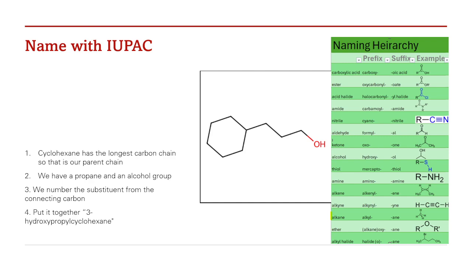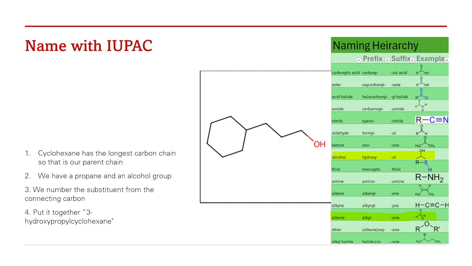Now, let's put it all together. On the right, we have a molecule that we need to name. First, we must identify the longest carbon chain. The cyclohexyl group has the longest carbon chain, and the other substituents have less than 6. So, cyclohexane is our parent chain that we are going to build upon. Next, we must identify the substituents that we have. There is an alcohol group and an alkane group.